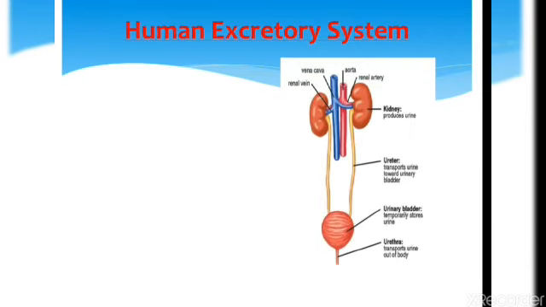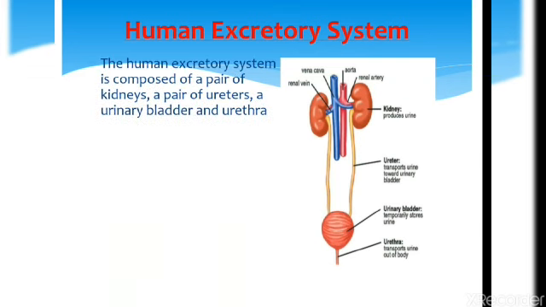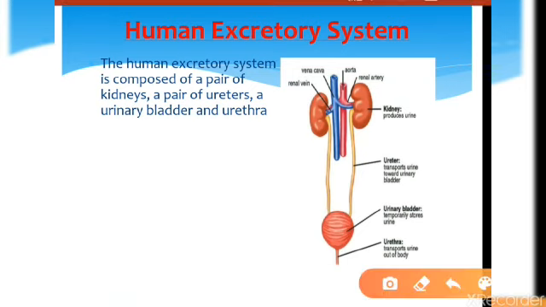Human excretory system. The human excretory system consists of a pair of kidneys, a pair of ureters, a urinary bladder and urethra. Kidneys. Kidneys are the main excretory organs which produce urine. They help in filtration of blood. They remove the nitrogenous waste from the blood.